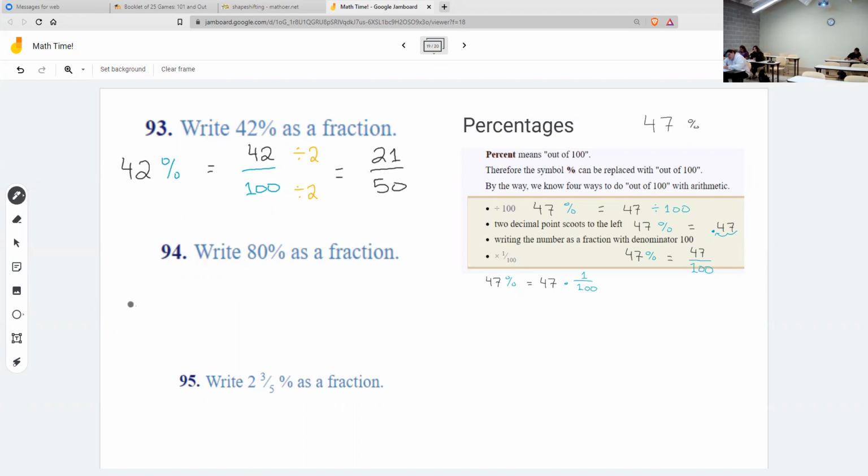Okay, another one, 80%. I have a percent sign. I don't want a percent sign. I want a fraction. So which of the 4 things do I do? Yeah, put it as 80 over 100. That's quick and easy. And just like before, I finished the task. I've replaced the percent format with fraction format. But there's that rule that I have to reduce things.